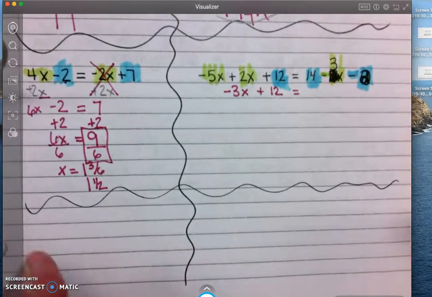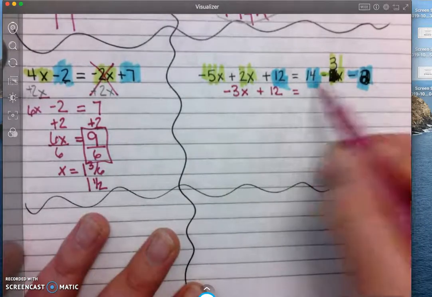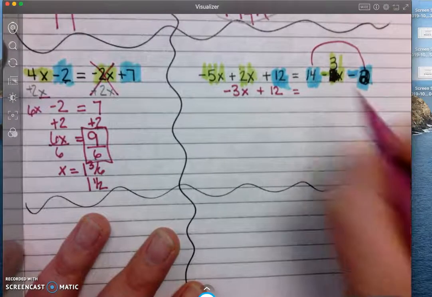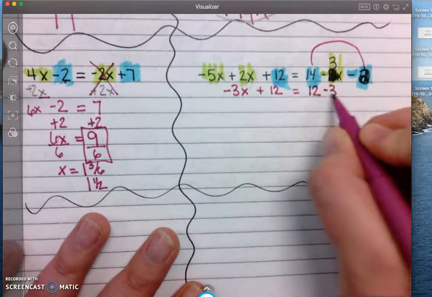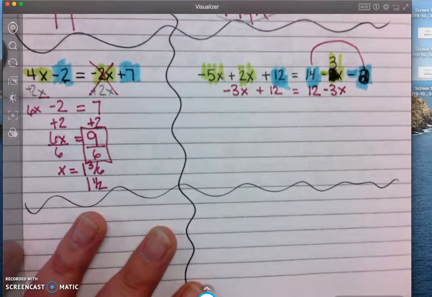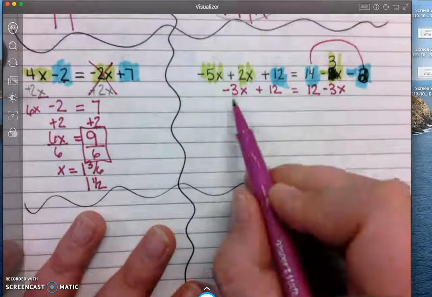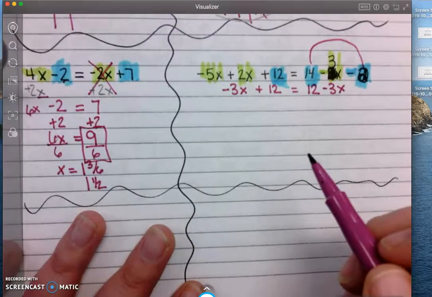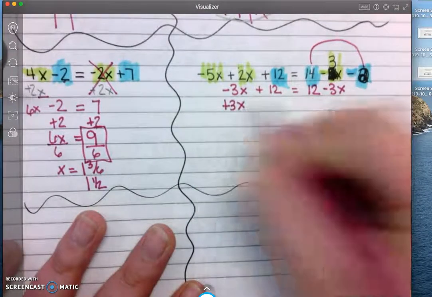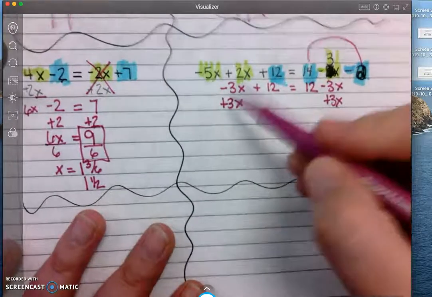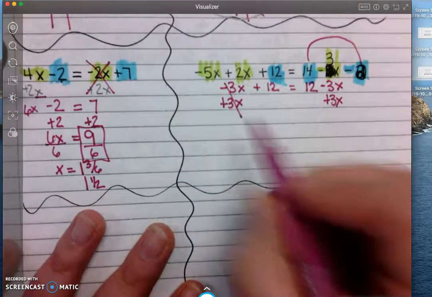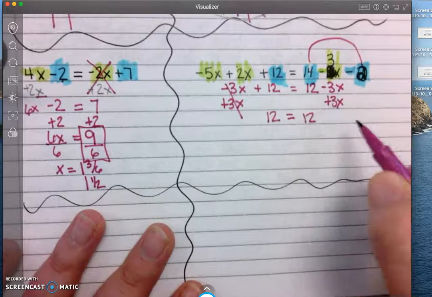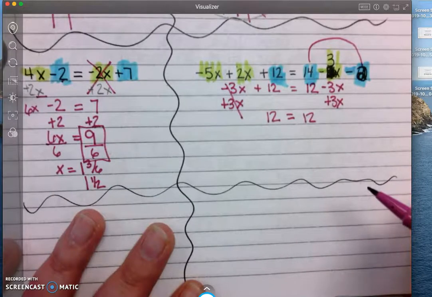Okay, first step is just to combine any like terms on either side first. So these two are like terms. What's 14 minus 2? 12. So I have 12 minus 3x. Now I want to look for my smaller variable term. So I have a -3x. What do I do to get rid of -3x? I'm going to add 3x to both sides. So -3x plus 3x goes away. So 12 equals 12, and then -3 plus 3 is 0. That also goes away.